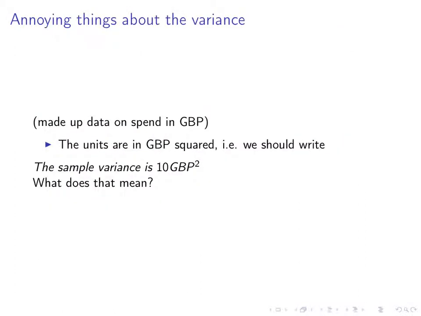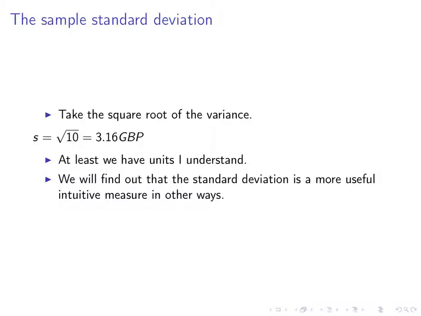The sample variance is not a useful number in terms of interpretation. The data I gave there, I made up the story that it was spend in pounds. So of course the units of the variance are pounds squared. So the variance is some quantity that's measured in terms of pounds squared. I've no idea what a pound squared is. So for a whole load of reasons, it's much easier to work with the square root of the variance.